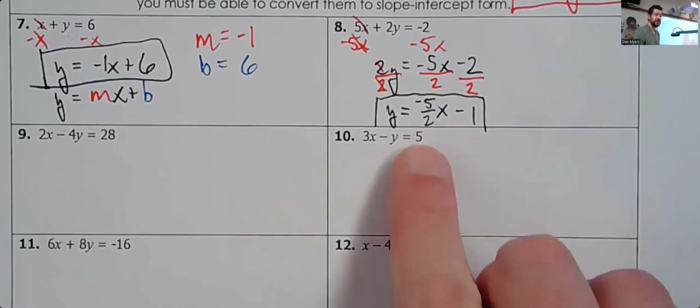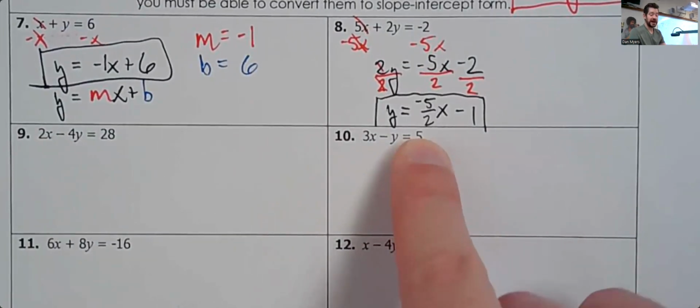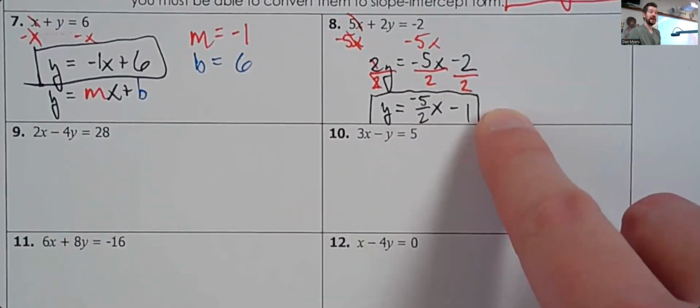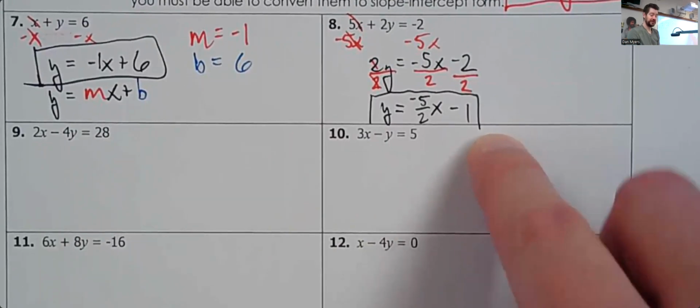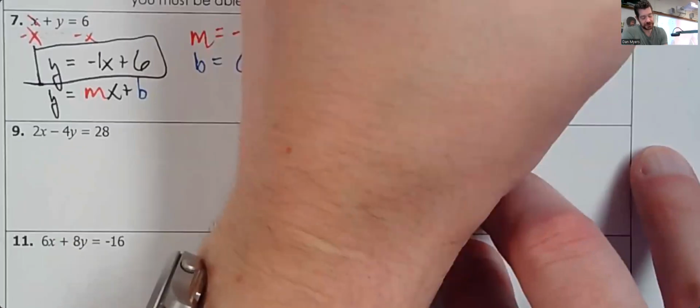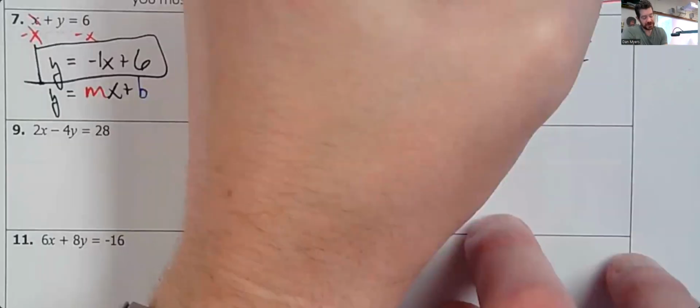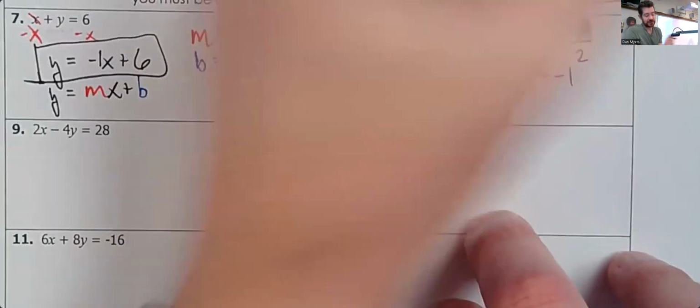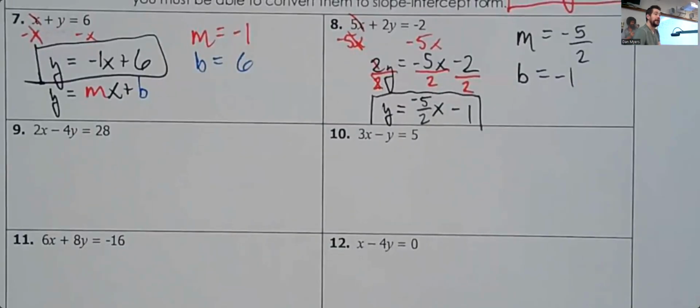Negative 2 divided by 2 would be -1, because we have to divide everything by that number. So the slope on this one, m, would equal negative 5/2. And the b value, the y-intercept, would be -1. So we can pick out the slope and the y-intercept once we get it into slope-intercept form.